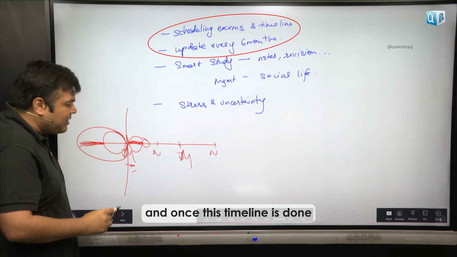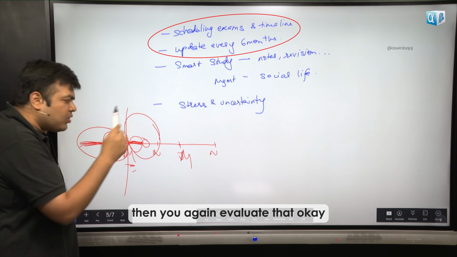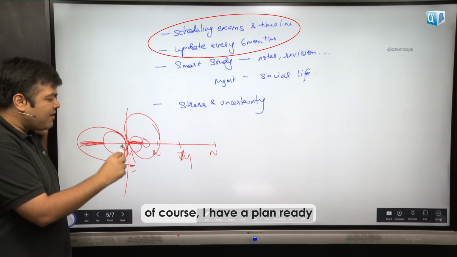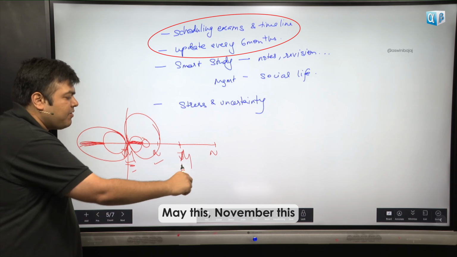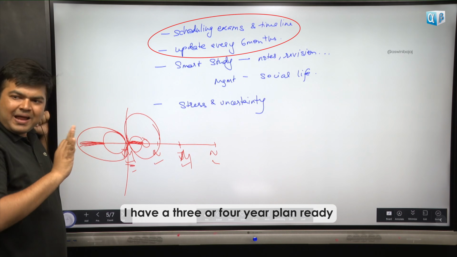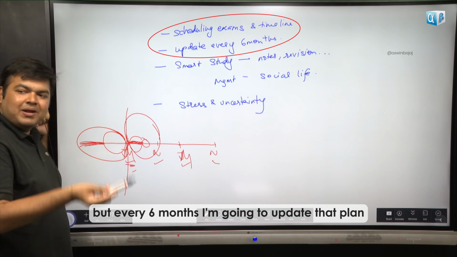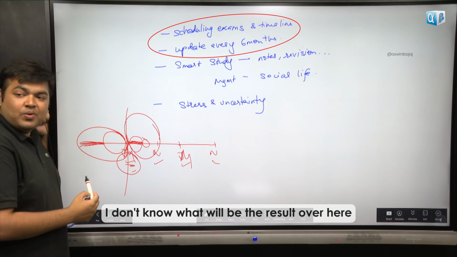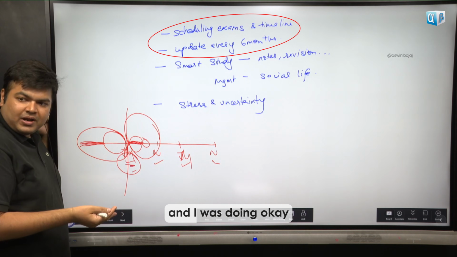And once this timeline is done, then you again evaluate that, okay, what is your next 6 months plan? Of course, I have a plan ready. May I'm taking this exam, November this, May this, November this. I have a 3 or 4 year plan ready. But every 6 months, I'm going to update that plan. I don't know what will be the result over here. Thankfully, I was passing and I was moving forward and I was doing okay.